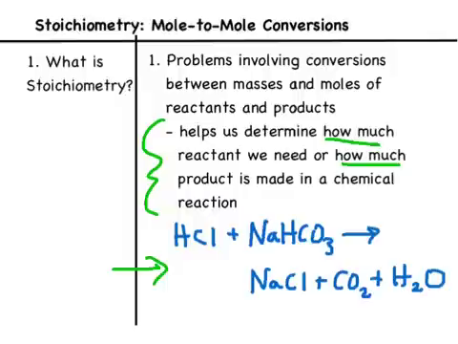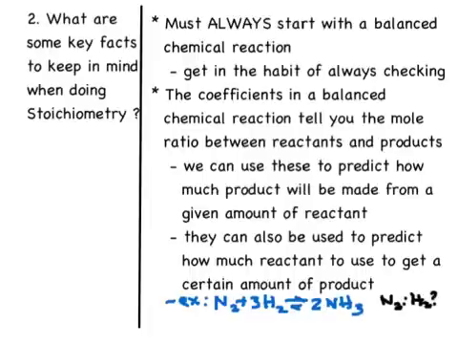We're going to start out with a few important facts to keep in mind when you're doing this stoichiometry stuff. Of course, there will be more as we get more complicated, but this is what you keep in mind now. You always need to start with a balanced chemical reaction. So please get in the habit of always checking to make sure that the reaction you're given is balanced, because if it's not, your entire calculations will be wrong.